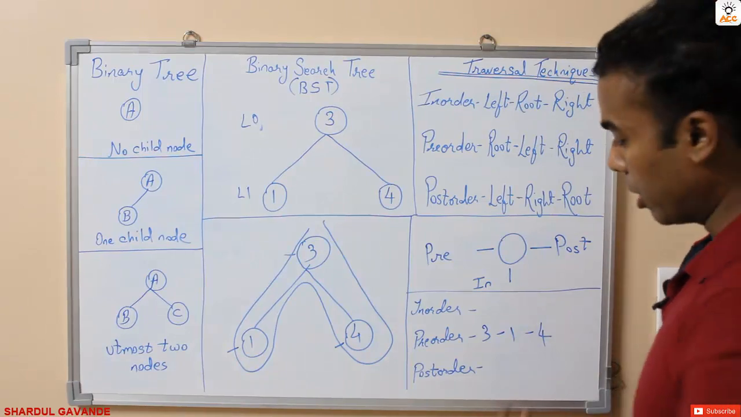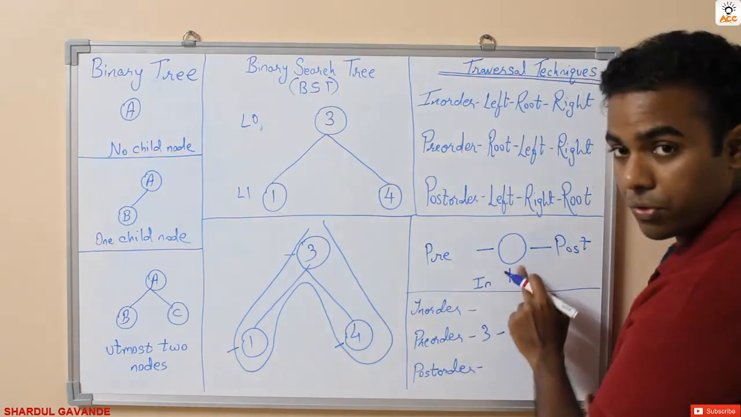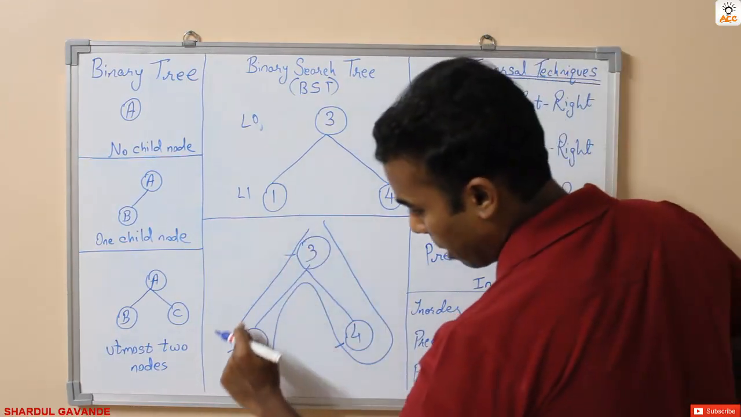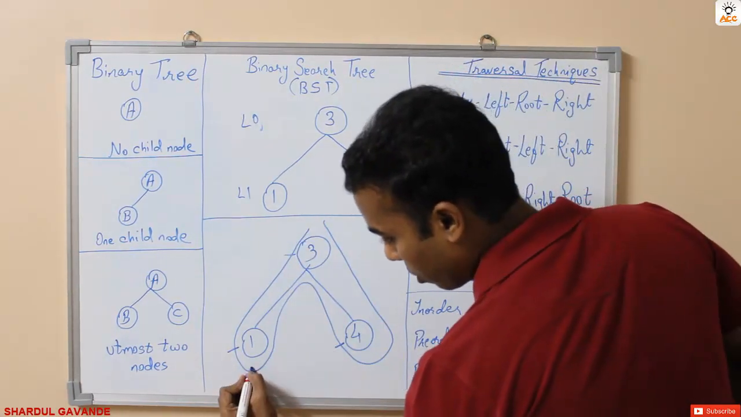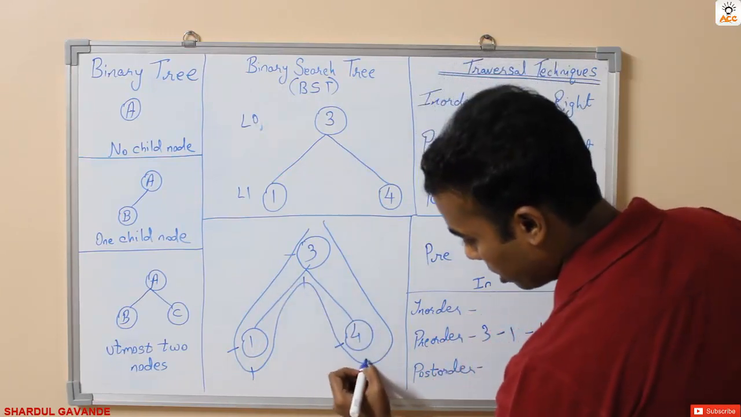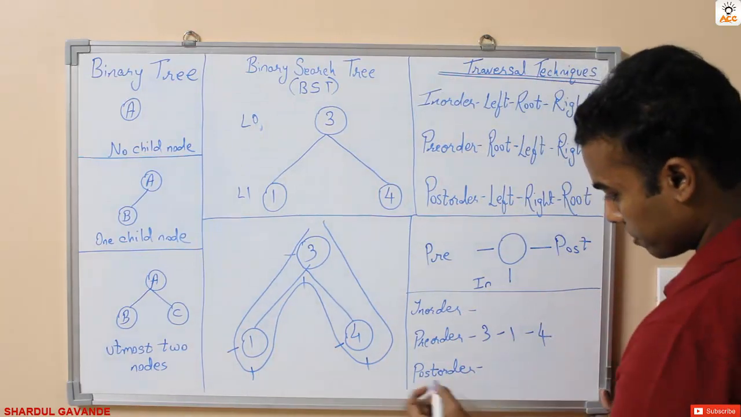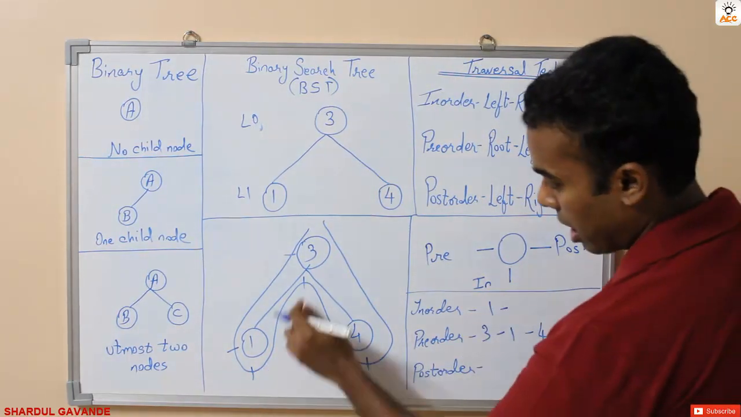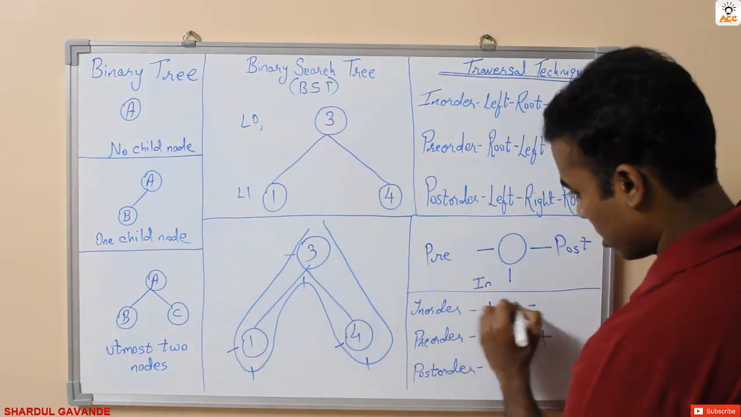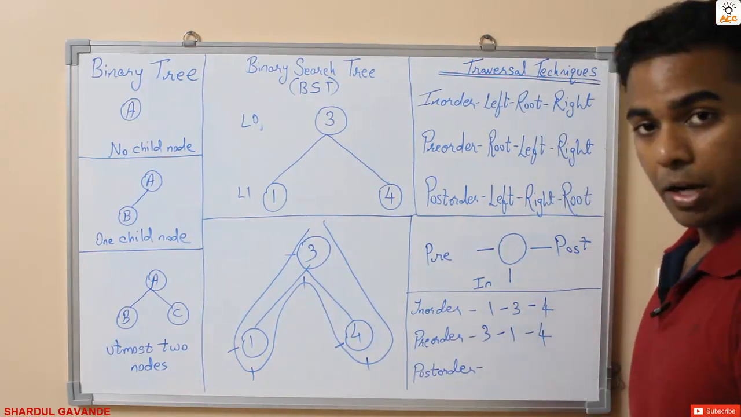Next, the in-order part. Again follow the path and mark at the bottom of your node. Follow the path at the bottom of your node, mark over here, again follow it, mark over here. So in-order starts from 1, then I have 3, and then I have 4. So this is my in-order.